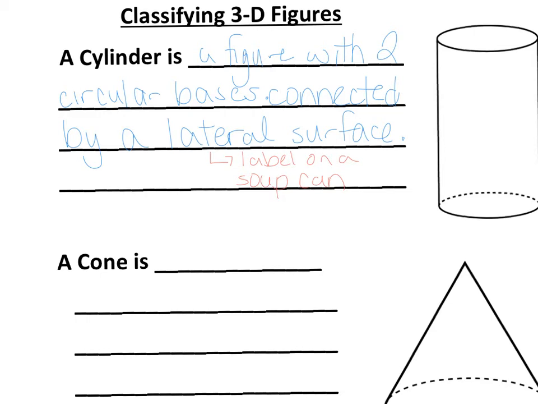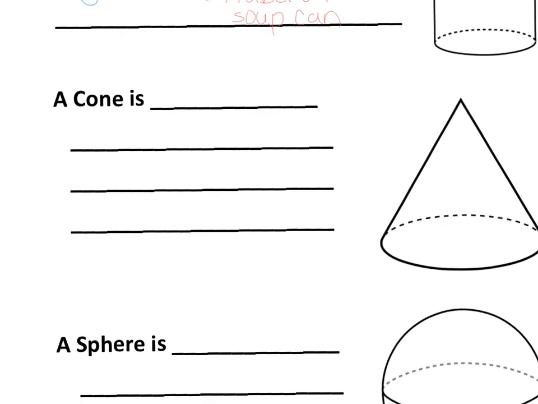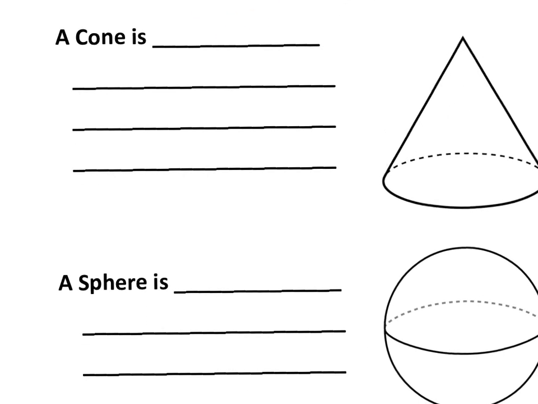It's the round part. When we unfold it, it looks like a rectangle, and that's what we'll get to in a minute. The next unique three-dimensional figure is a cone. A cone is a figure with one circular base.